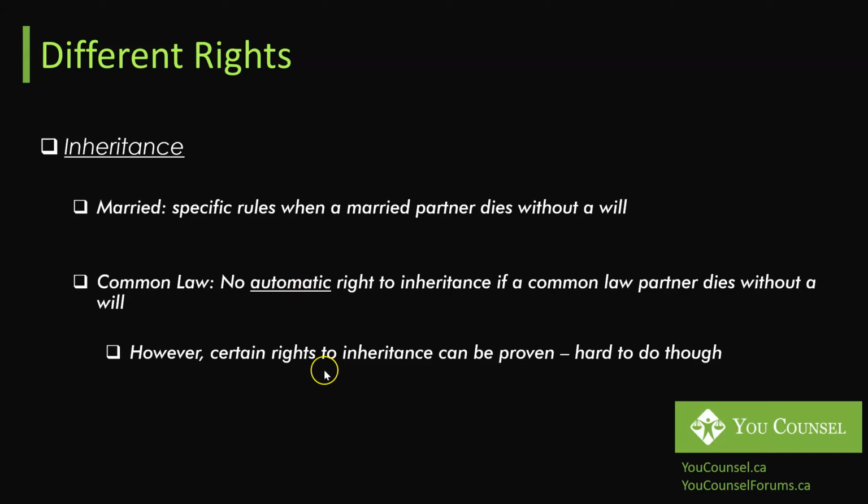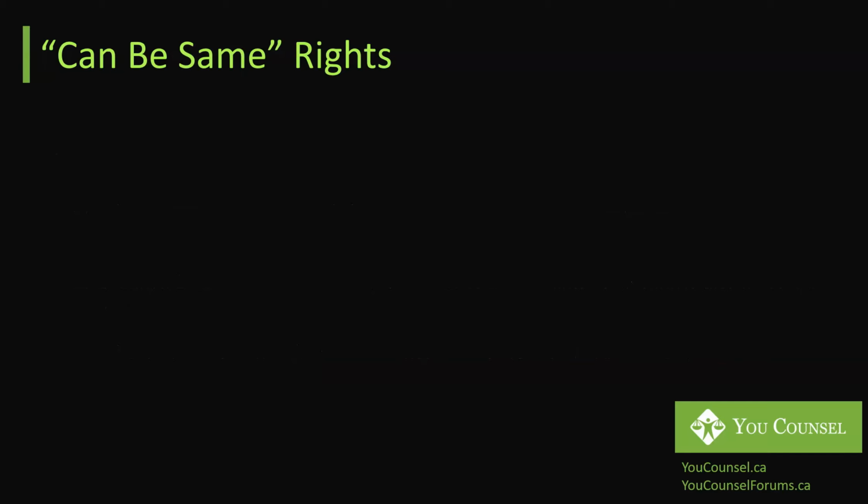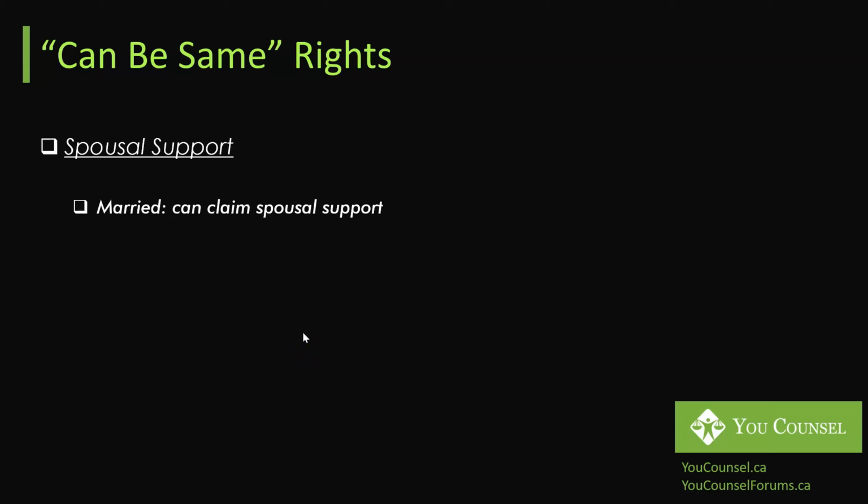But what you want to remember is that there is no automatic right to inheritance when the partner has died without a will. Now, there are some rights that can be the same. It depends upon the circumstances of the common law partner, and the rights could be the same. Number 1 is spousal support. As we know, a married couple can claim spousal support either directly or through a court.